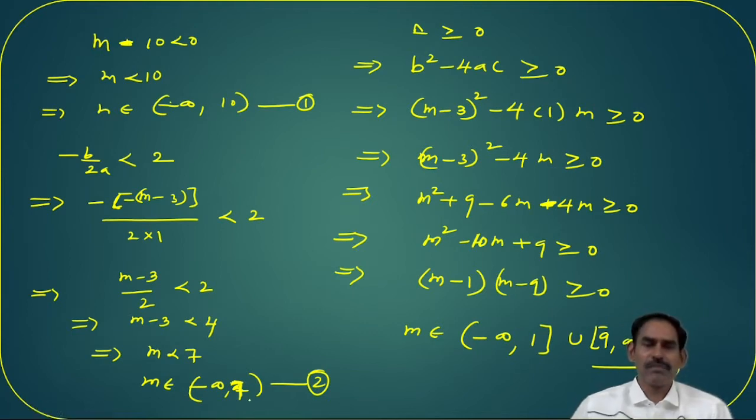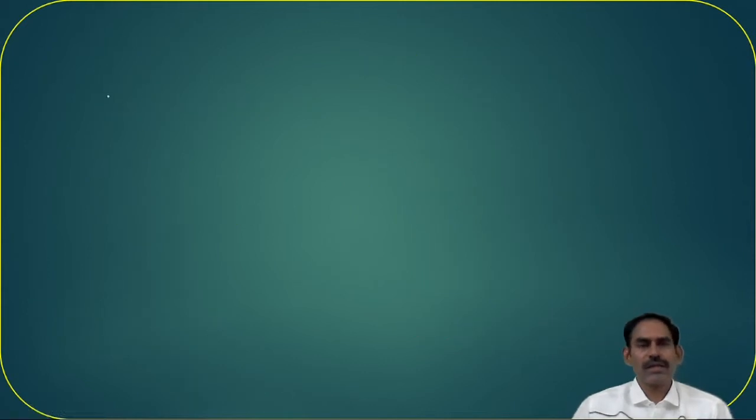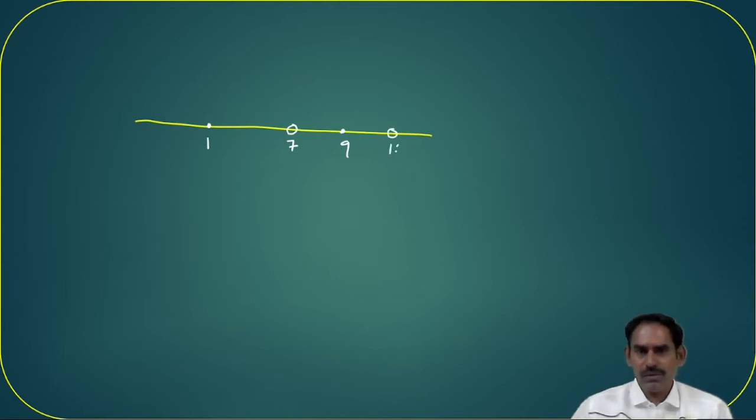First, the numbers here are 7, 10, 1, 9. Take a number line. I am taking a number line here. 1 is included, so a dot. Next, 7 is open because there is no equality for this. Next, 9 is included, so a dot. Next, 10 is not included, there is no equality. Minus infinity, plus infinity.